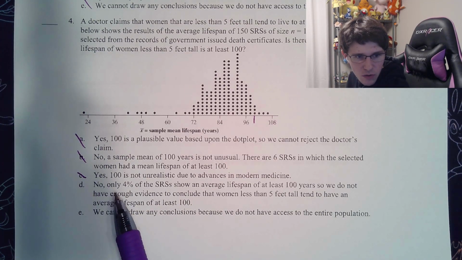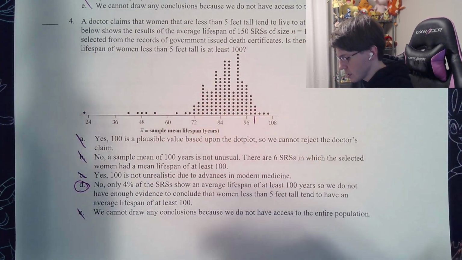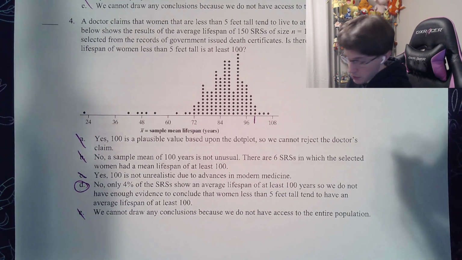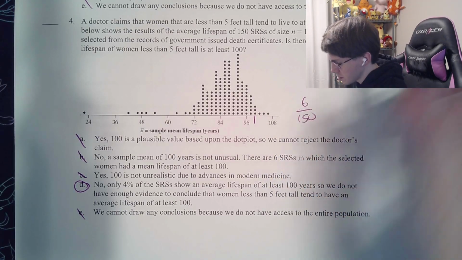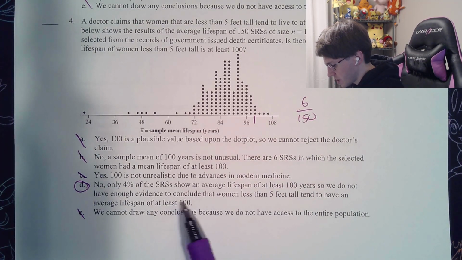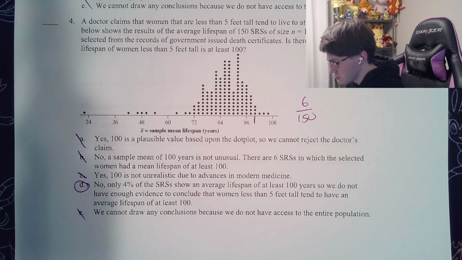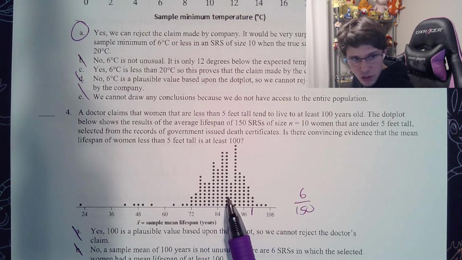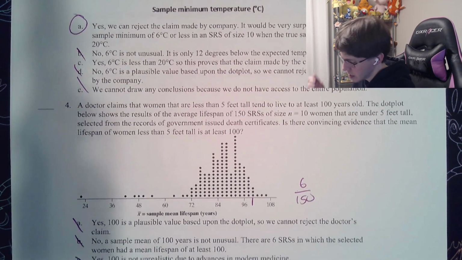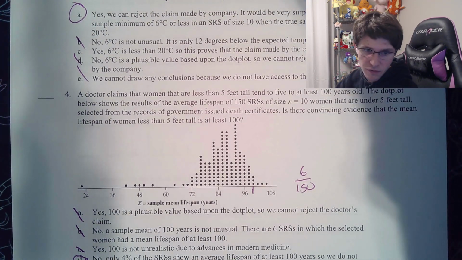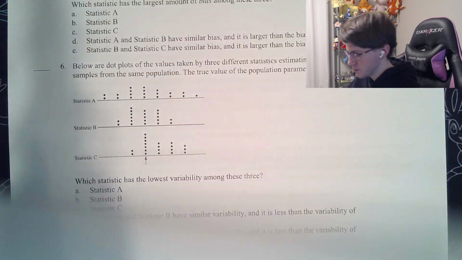How about this one? No, no conclusion, so it's got to be letter D, but let's read it at least. No, only 4% show an average lifespan of at least 100 years. That's what I was talking about there. We had the 6 dots out of the 150 from the original question that we counted. So we don't have enough evidence to conclude that women less than 5 feet tall tend to have an average lifespan of at least 100. And remember, these are all averages of size 10, but either way, clearly, no, it's a very unusual event to show up.